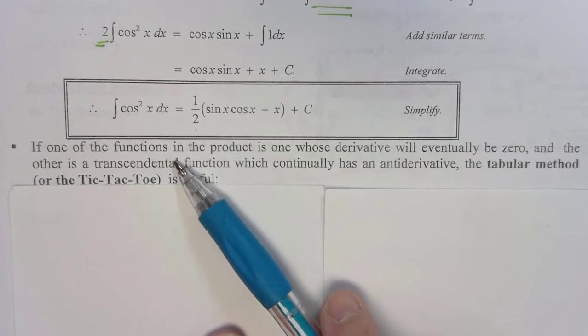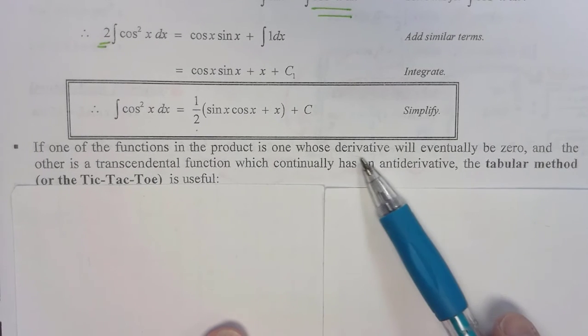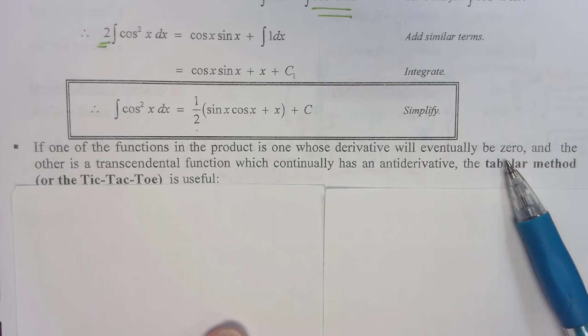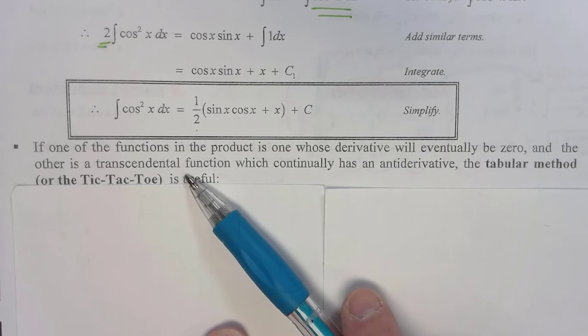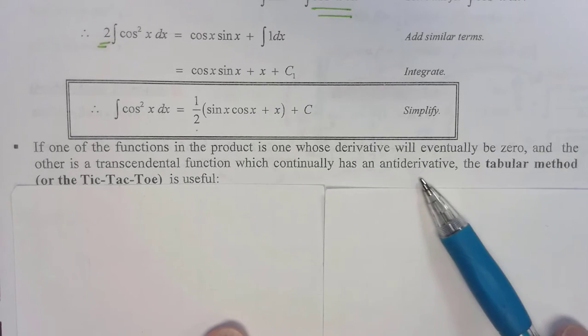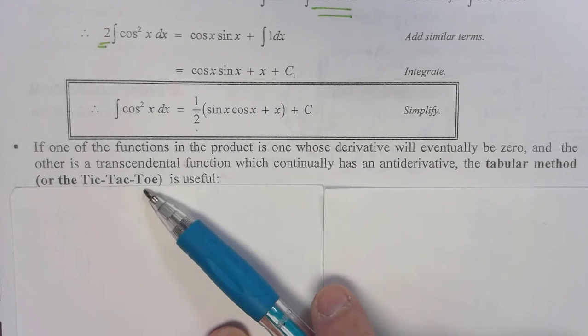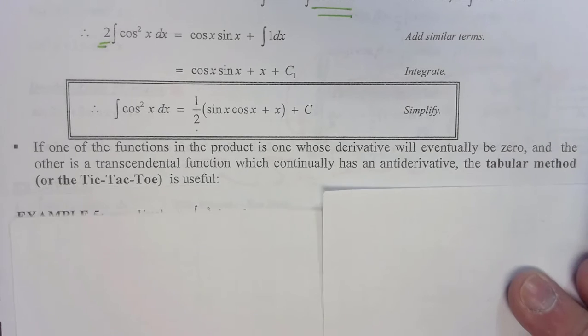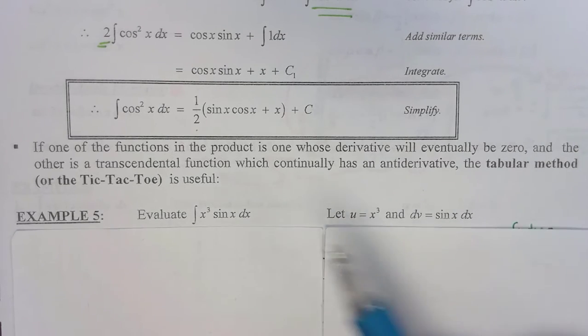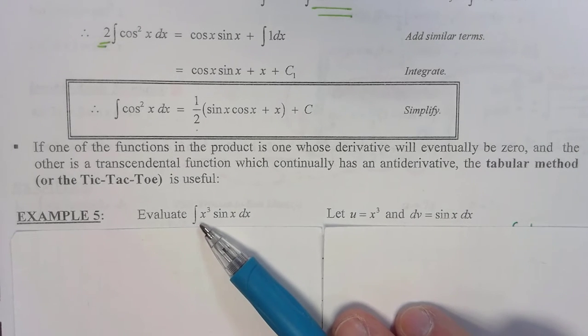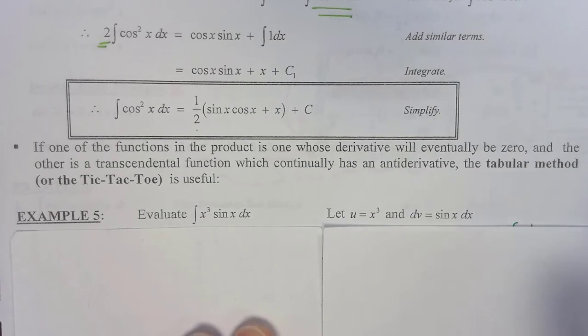If one of the functions in the product is one whose derivative will eventually be 0, and the other is a transcendental function which continually has an antiderivative like e to the x or cosine x, etc., the tabular method, or sometimes it's called tic-tac-toe method, is useful. So if I look at this one here, evaluate the integral of x cubed times sine x dx.